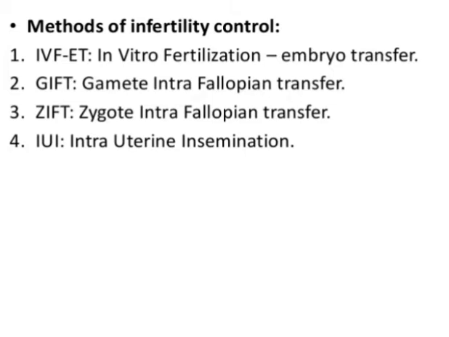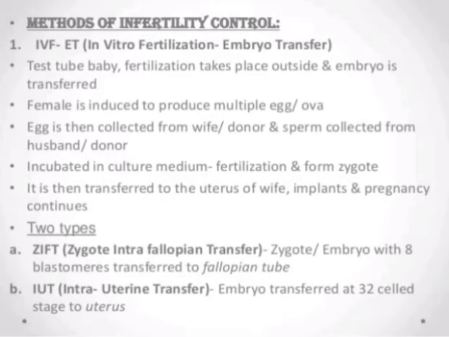So one by one we will see all these methods. The first method of infertility control is IVF-ET, that means in vitro fertilization and embryo transfer. In IVF, fertilization takes place outside the body of the female in almost similar conditions as in the body, which is followed by the embryo transfer.